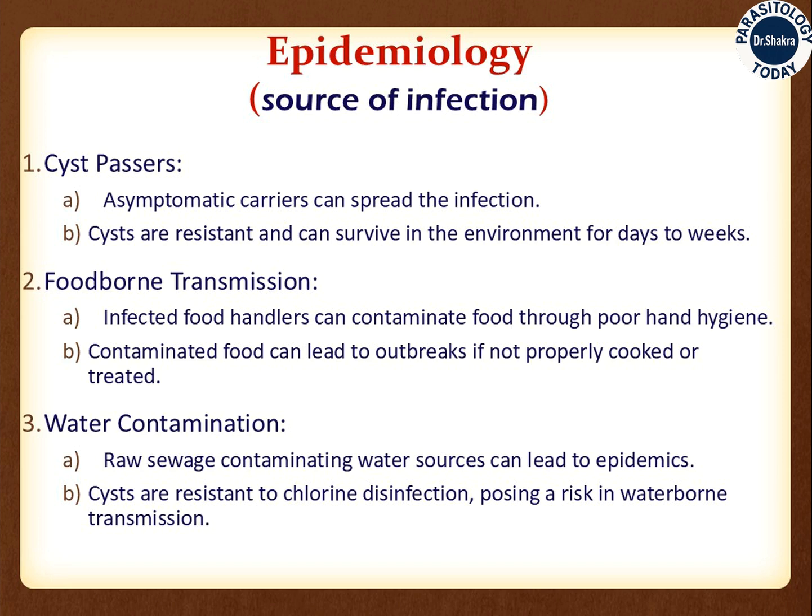2. Food-borne transmission. Infected food handlers can contaminate food through poor hand hygiene. Contaminated food can lead to outbreaks if not properly cooked or treated. 3. Water contamination. Raw sewage contaminating water sources can lead to epidemics. Cysts are resistant to chlorine disinfection, posing a risk of waterborne transmission.